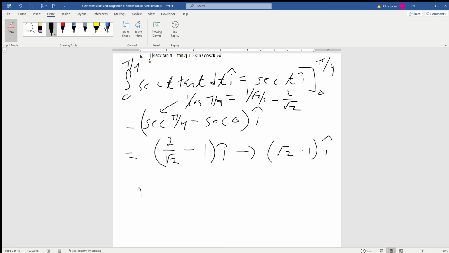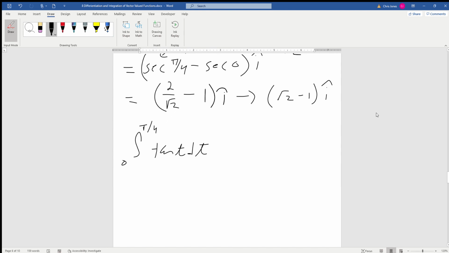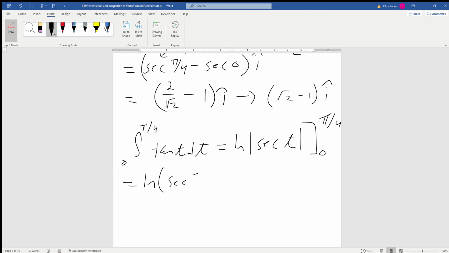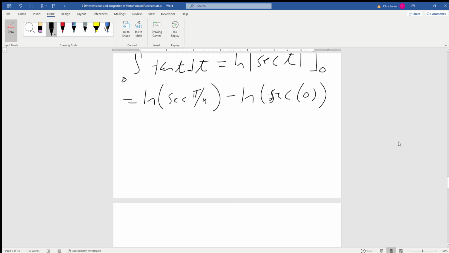Okay. The second integral, 0 to pi fourths of tan t. This is where you might want to look at your basic list of integrals and derivatives, and you might see that this ends up being the natural log of the absolute value of secant of t, going from 0 to pi fourths. We're going to use our fundamental theorem of calculus. So that's ln of secant of pi fourths minus ln of secant of 0. And the good news is we've already seen what both of these simplify into, so that's not too difficult.